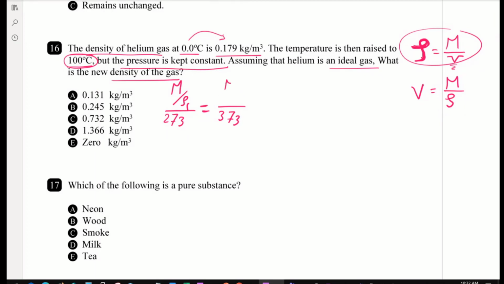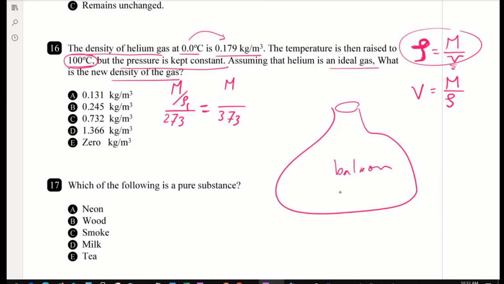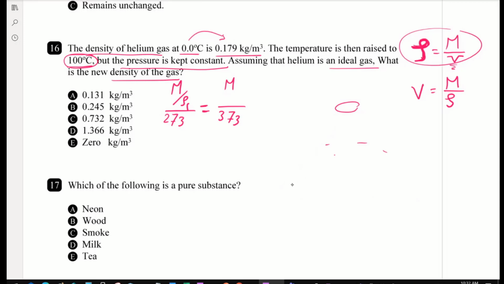And V2 is also the same mass because the mass does not change. If you have some mass in a balloon, the mass does not change because it's the same amount of gas. But when you increase the temperature, the volume might increase, while the amount of gas is the same. So the number of atoms are the same. So M over rho 2. We can remove M with M, very easy because it's the same amount of gas.